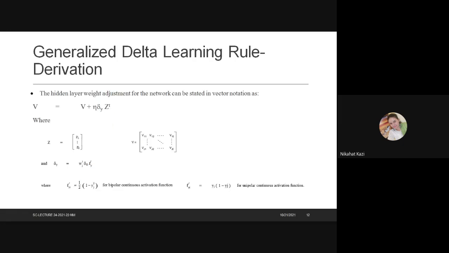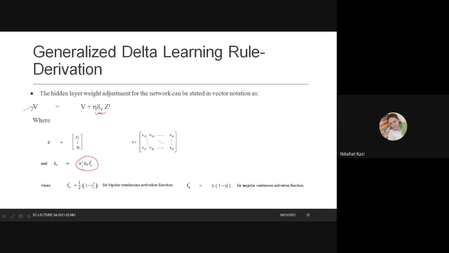If you visualize this in vector notation, V is the weight matrix for the hidden layer, the input to hidden layer matrix V. So V is equal to V plus eta times delta Y times Z transpose. Now this is in vector form. The previous equation that we saw was a single weight adjustment; here we are just rewriting it in vector form. Eta is the learning rate, Z is the input to the hidden layer, and delta Y is the learning signal for the hidden layer. It's a vector now. It is what we have got earlier, W times delta O times F dash Y, in vector form.